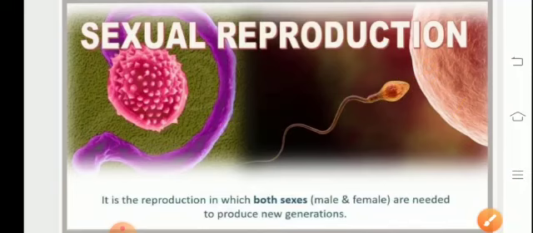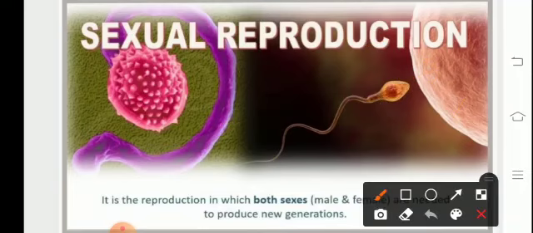So sexual reproduction involves the fusion of two gametes, that's the male gamete and the female gamete, which is referred to as fertilization, and then it results in the formation of a single cell, that is zygote, having two nuclei.